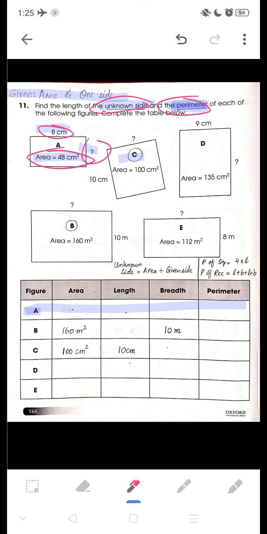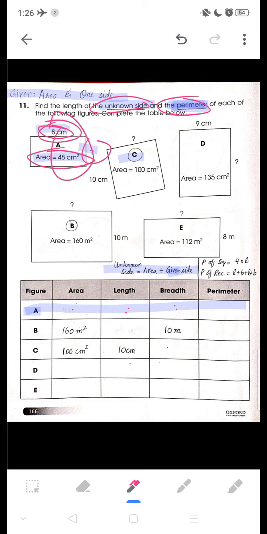How will you find it? As you can see, if one side is given and you have to find the other side, this is the formula. Unknown side is equal to the area divided by the given side. Here you will divide this 48 by this 8 and you will get the unknown side. When you get the unknown side, you would have the breadth as well. You would have the length that is given here, and you have the breadth as well.